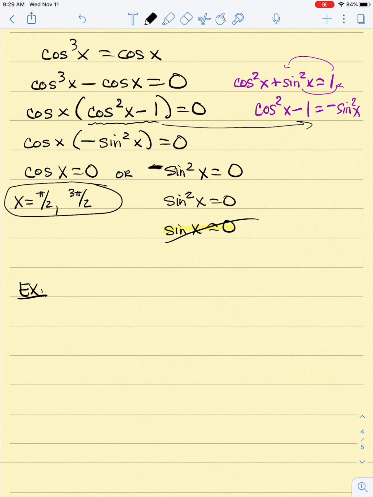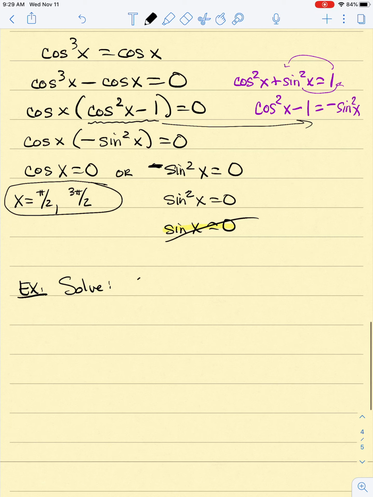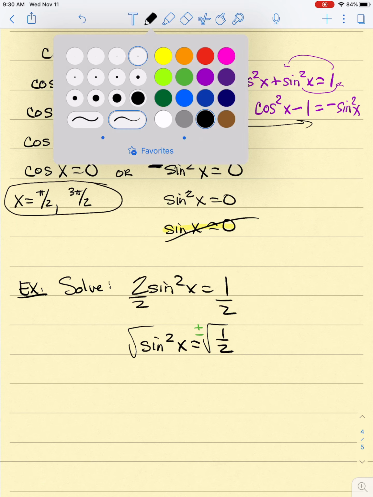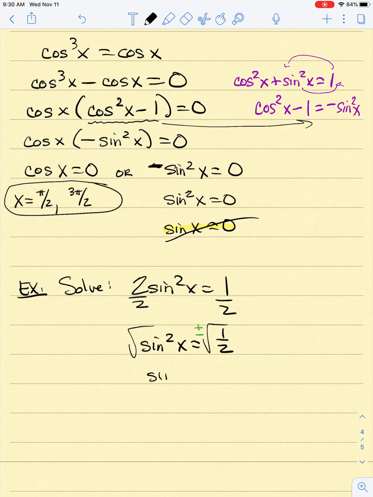All right, take a look at this one, and it's the same direction, solve. 2 sine squared x equals 1. It says solve. All right, so we will divide both sides by 2. So sine squared x equals 1/2. Okay, take the square root of both sides. Don't forget, when you do that, you get plus minus. So we get sine x equals plus minus square root of 1/2. Okay, well, that feels awkward. So what is that if you simplify?